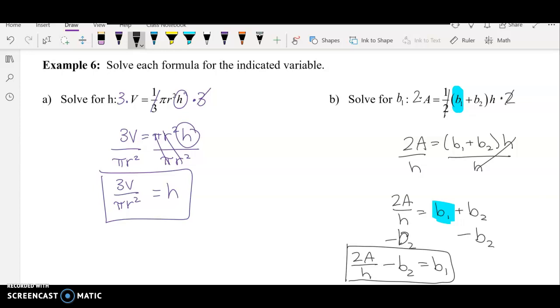Now, depending on if you had solved it differently, you might have gotten b1 equals 2a minus hb2 over h. You might have gotten this as an answer because you solved it slightly differently, and that's okay. If you have something like this, you can rewrite each part of this numerator divided by h, and if you simplify it, it ends up being the same answer that we got. So just because you get a different answer doesn't mean you're wrong. It's just maybe you did it a different way, and so it didn't look exactly the same as mine, and that's okay.